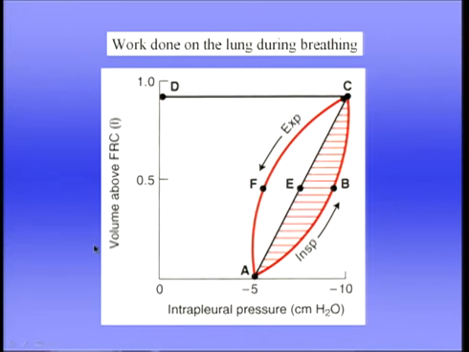That would be the work done expanding the lung. Because there's airway resistance, however, the intrapleural pressure falls somewhat below what you would expect if there were no resistance, and so the curve goes up here, and the shaded area indicates the additional work done on the lung because of the airway resistance.